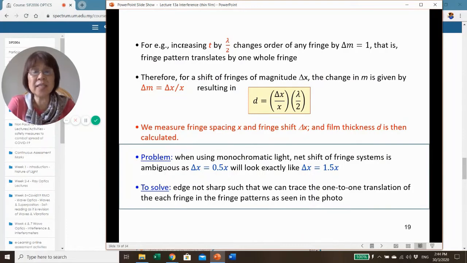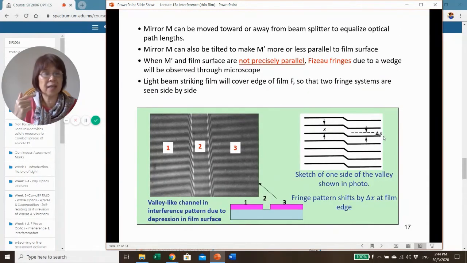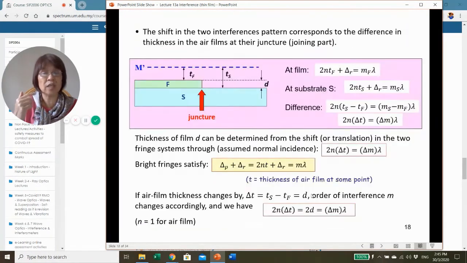Now, increasing the thickness by lambda over 2 will change the order of the fringe by 1. That is, the fringe pattern would translate by 1 whole fringe. So hence, the shift in the fringe of magnitude delta M would actually be delta X over X, which will give you delta M.